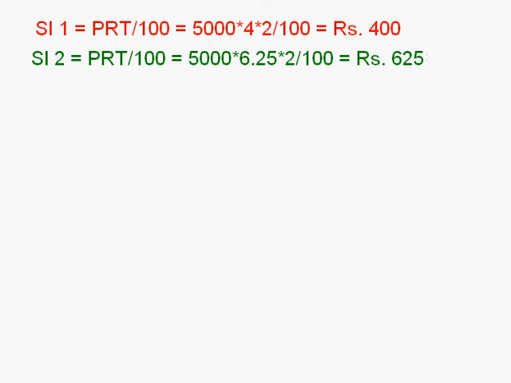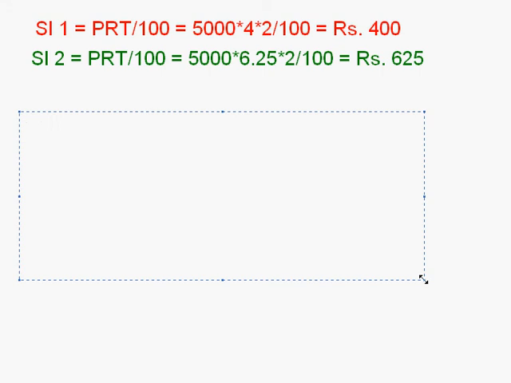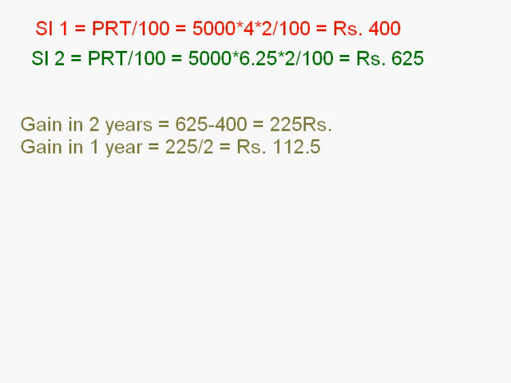Simple interest in case 1 was rupees 400. So what will be the gain? Gain in 2 years is equal to 625 minus 400, which is 225 rupees, right? So what would be the gain in 1 year? So 1 year gain would be 225 divided by 2, so it will be rupees 112.5. Okay, so that's the end of this question.